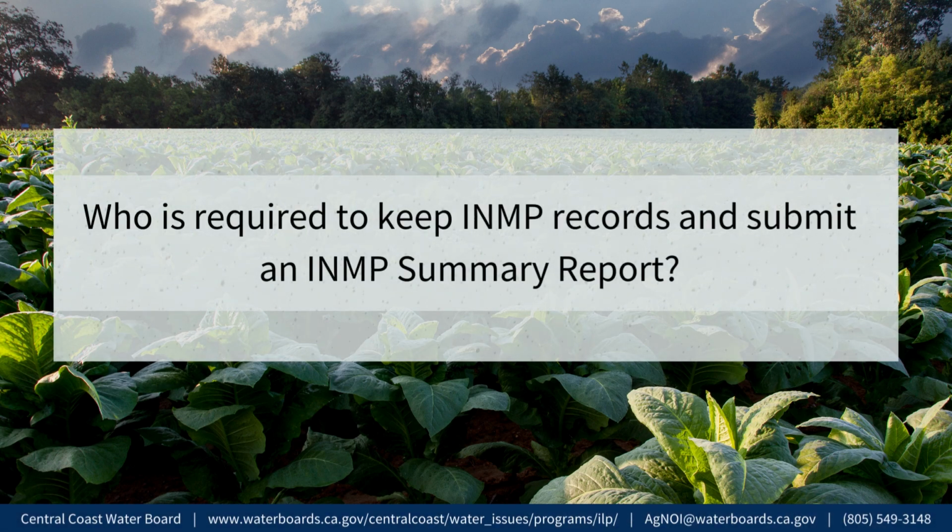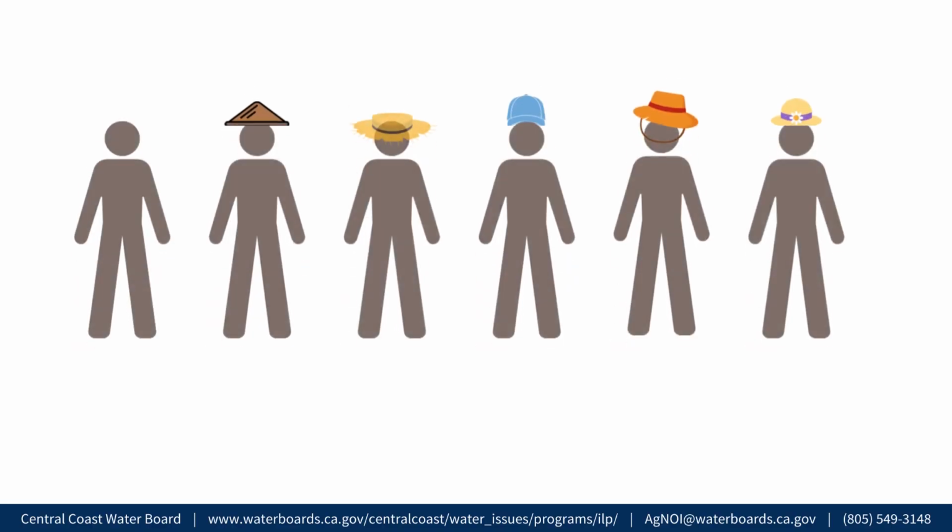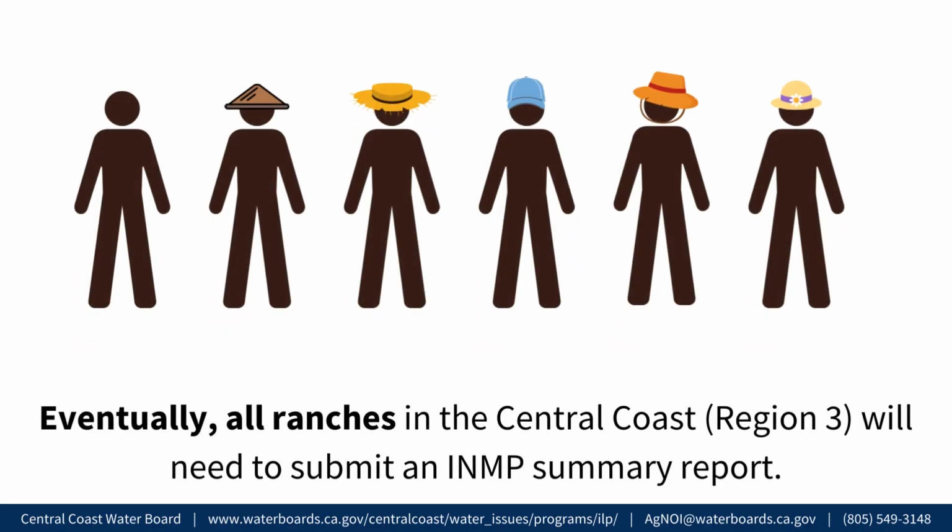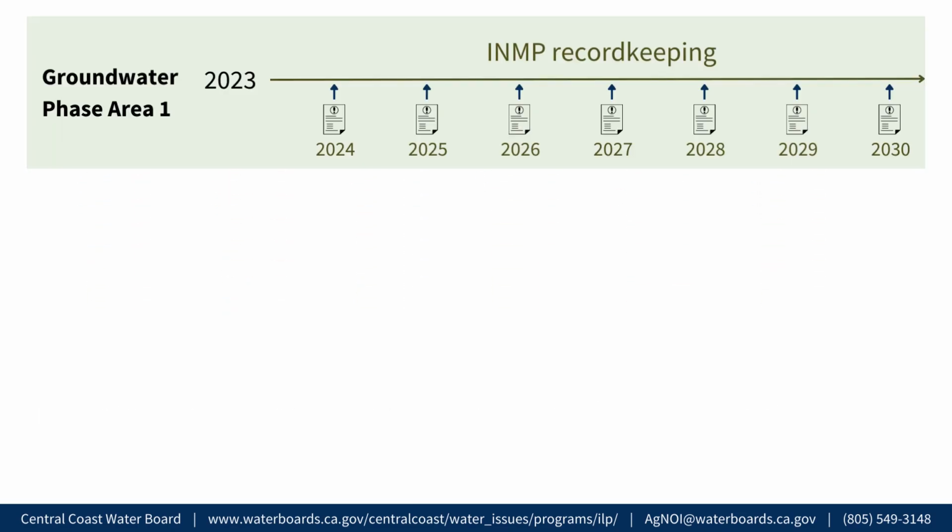Who is required to keep INMP records and submit an INMP summary report? Eventually, all ranches will be required to submit the INMP summary report. Growers whose ranches are in groundwater phase 1 areas should begin keeping INMP records on January 1st, 2023, or the first day they begin farming activities, so they can submit their first INMP summary report by March 1st, 2024, and then annually thereafter.